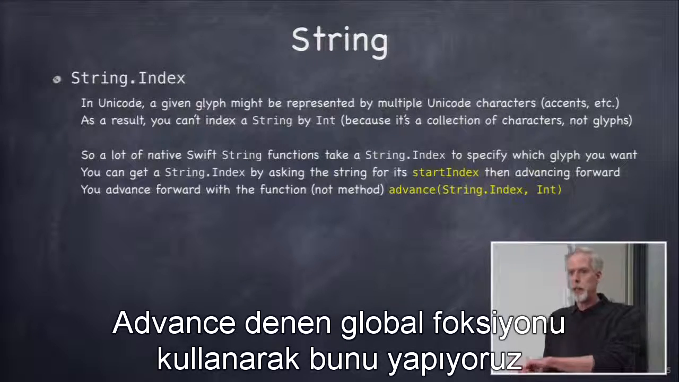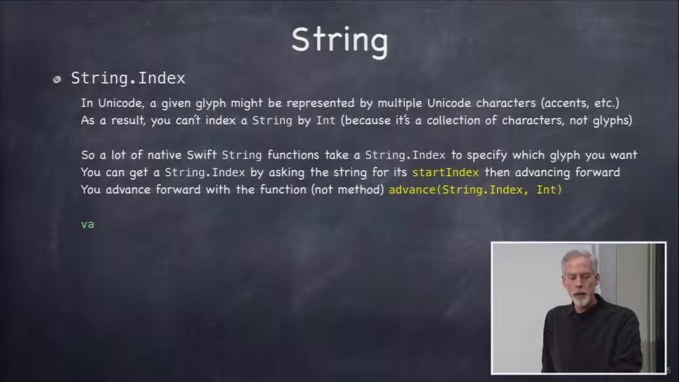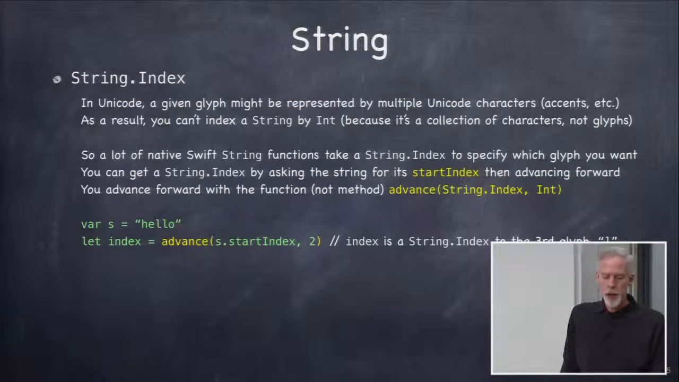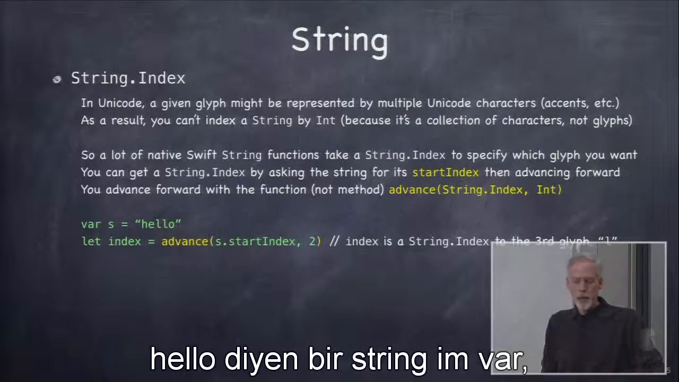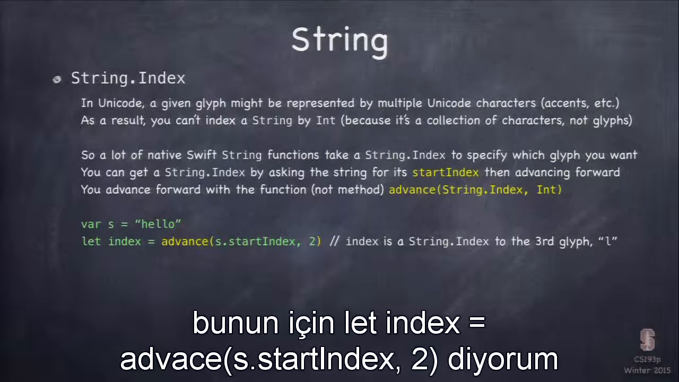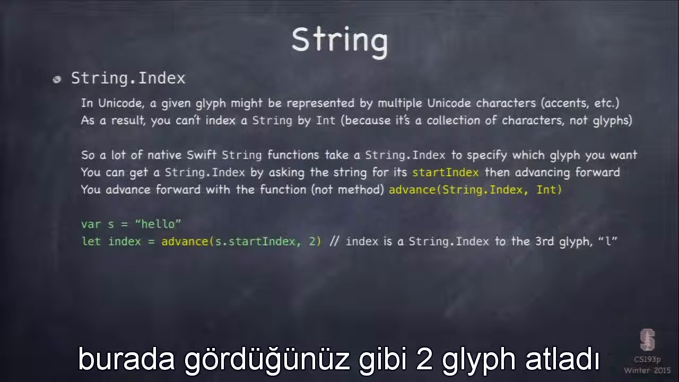And you give it the index, and you tell it how many times you want it to move forward, and it will give you back a new index. So here's an example. I have a string that says hello. I want to get the index of the L, the first L. So I say let the index equal advance the start index of that string, go forward 2. Now it's pointing at the L. It went forward 1 to the E, now forward to the L.